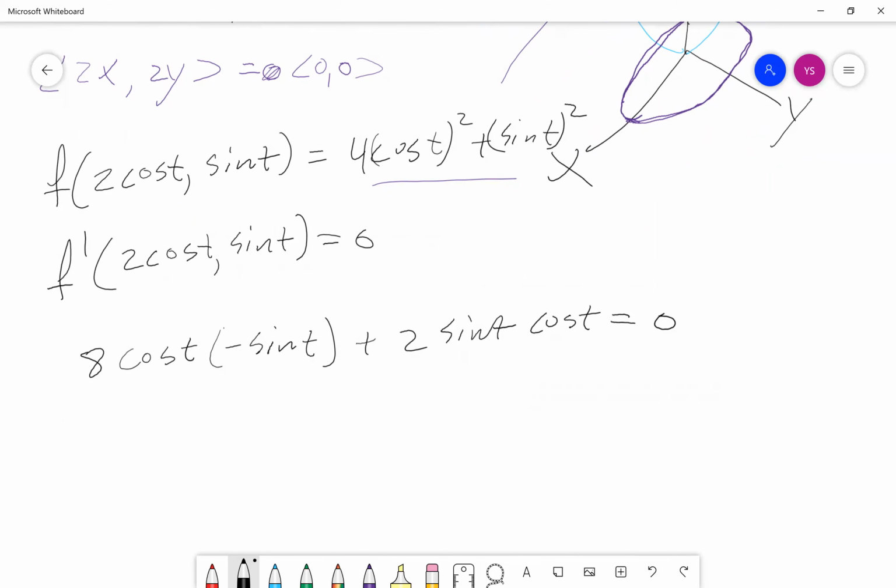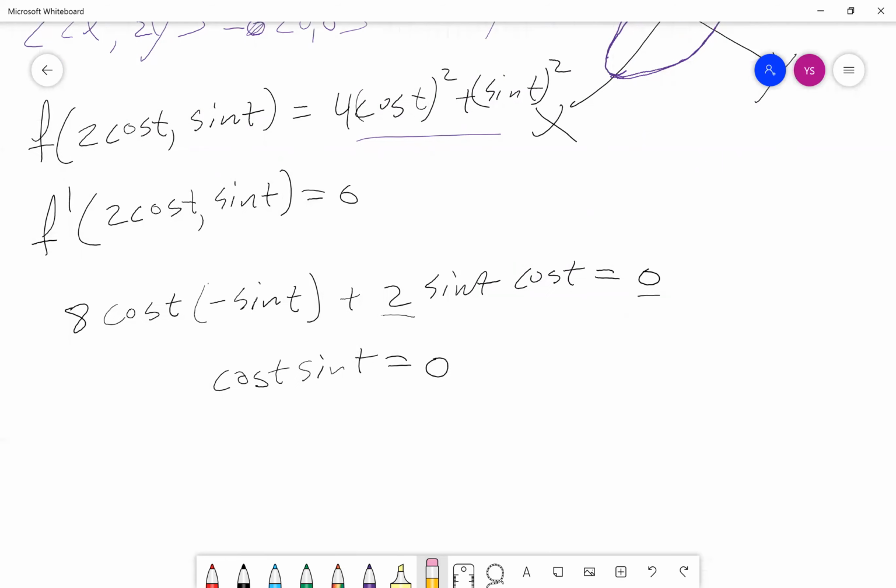So what does this tell us? It tells us that negative 8 cosine and sine plus 2 is negative 6, and we can get rid of the negative because there's a 0 here. So 6 cosine of t sine of t should be equal to 0. So far, so good? We can get rid of the 6 now, and that tells us the cosine of t sine of t is equal to 0. So we need either cosine or sine to be 0, and we get our critical points.